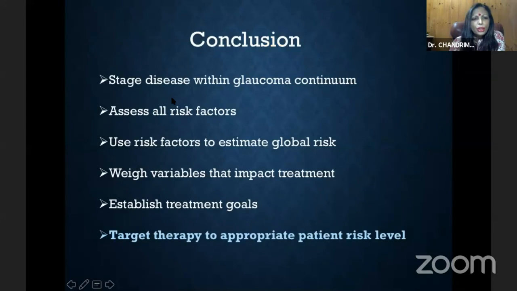So in conclusion, I'd like to say: stage disease within the glaucoma continuum, assess all the risk factors, use risk factors to estimate global risk, weigh variables that impact treatment, establish treatment goals, and target therapy to the appropriate patient risk level.